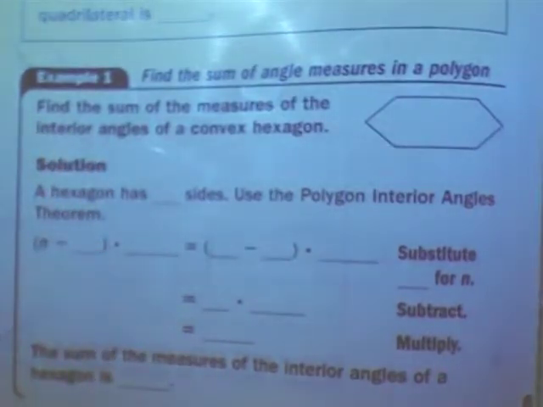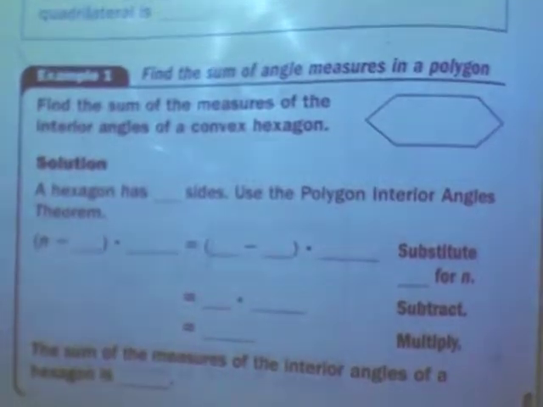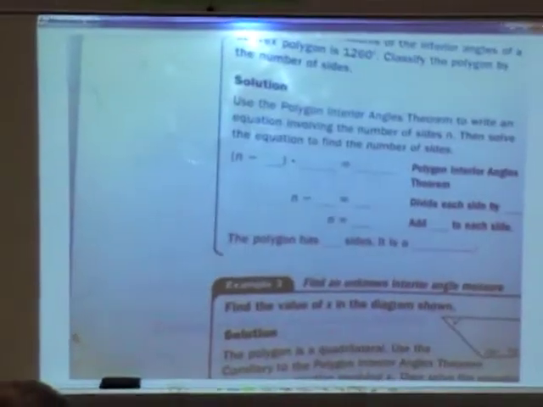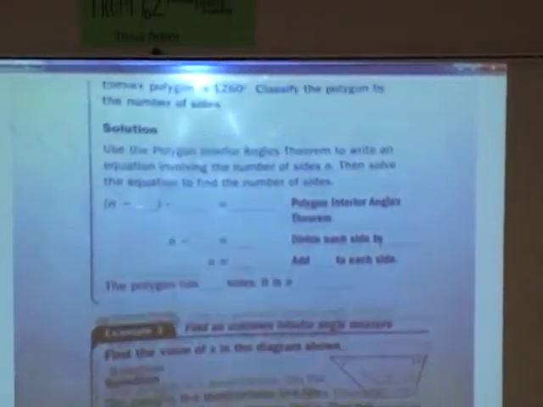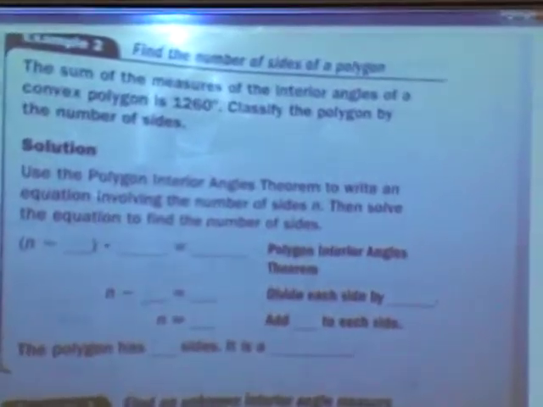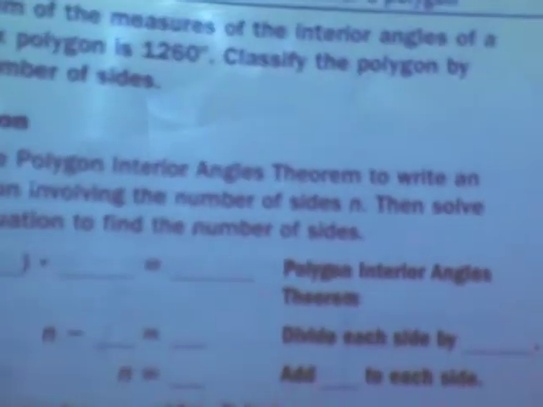Let's go on. Let's see what else we have. So in this, you're finding the sum, the total. Yeah, if you added all the angles up in that hexagon, any convex hexagon, you're going to get 720 degrees.